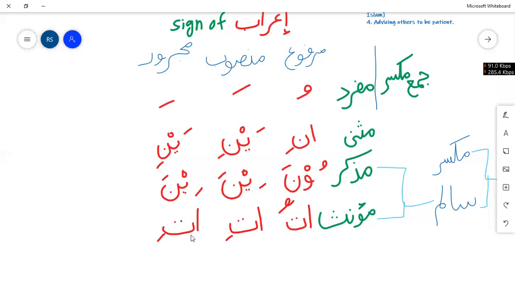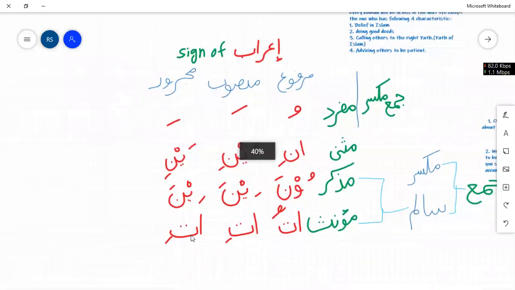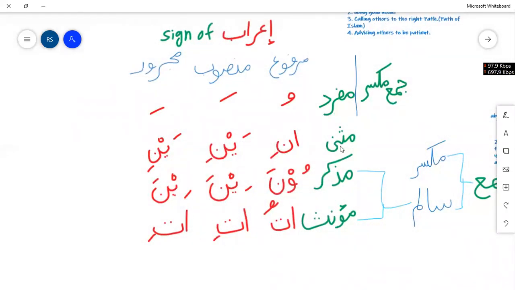So this is the table. Here we learned the irab of almost every type of noun. There are some exceptions. Jama Mukassar and mufrad have the same irab. Musanna has this irab. Then Jama Muzakkar Salim has this irab. Then Jama Munasalim has this irab. So you all need to memorize it. If anyone has any question, they can ask me.